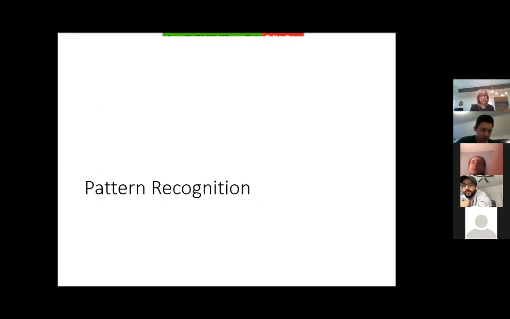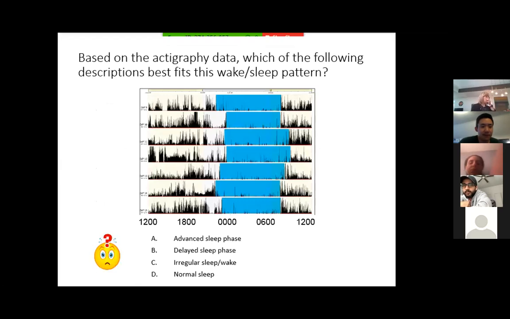Okay, you ready to have some fun now? Oh yeah. Oh yeah. Oh yeah. Okay. Based on this actigraphy data, which of the following descriptions best fits this pattern?